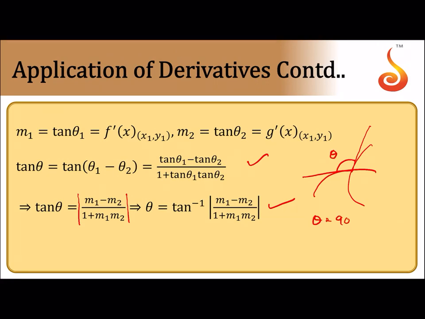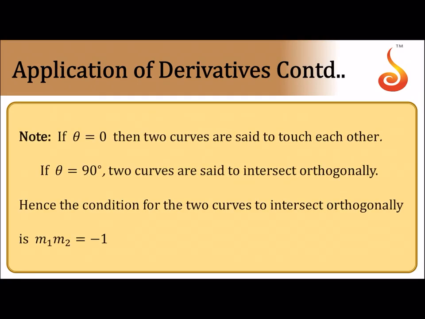Next one, same formula. With the modulus we always take the acute angle: theta equals tan inverse of m1 minus m2 upon 1 plus m1 m2. Angle between the two curves: suppose this is a curve, this is another curve. I draw a tangent here, I draw a tangent here. This is the angle between them. If theta is equal to 90 degrees, then we say two curves cut orthogonally.